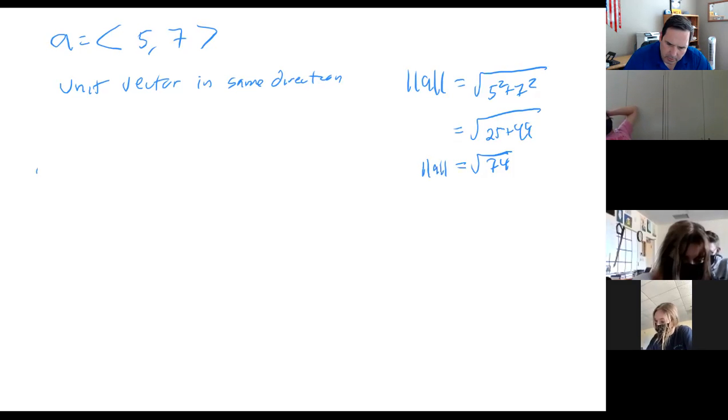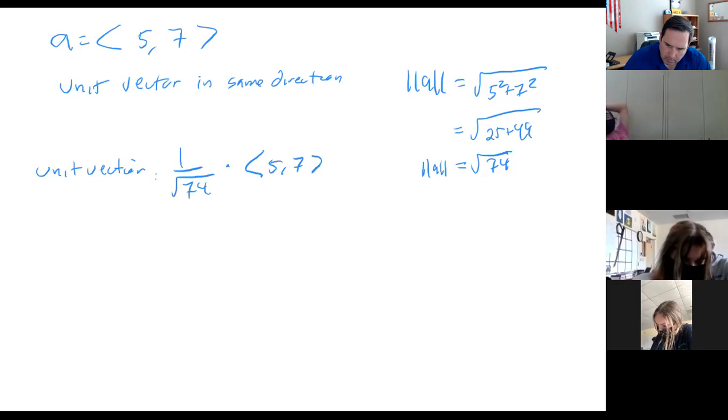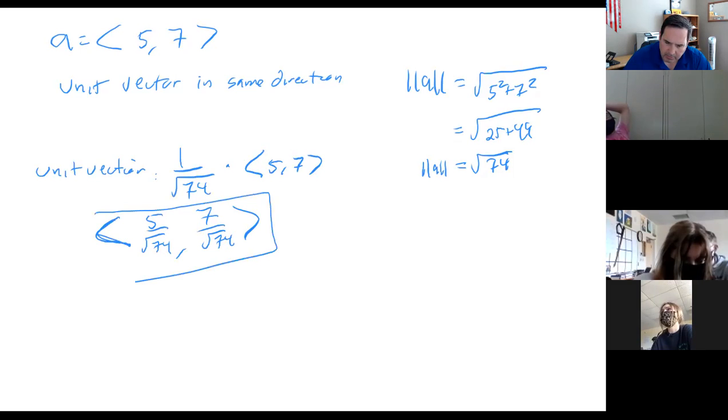So the unit vector is going to be 1 over the square root of 74 times the vector 5, 7. So that's going to be 5 over the square root of 74, comma 7 over the square root of 74. And I believe that's how you can leave the answer on the test. That's the exact value. You can get a decimal approximation, but that's what they're after on the test. So that's it? Yeah, that looks about right.